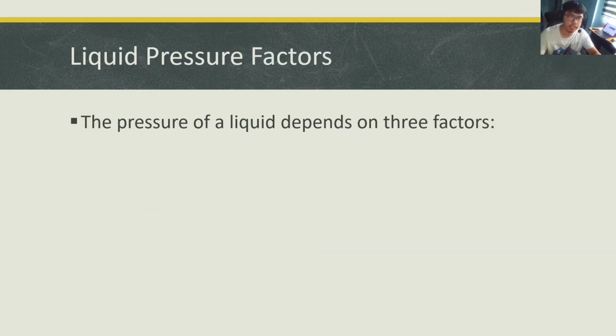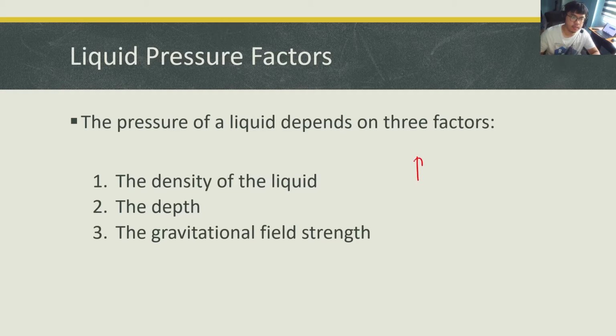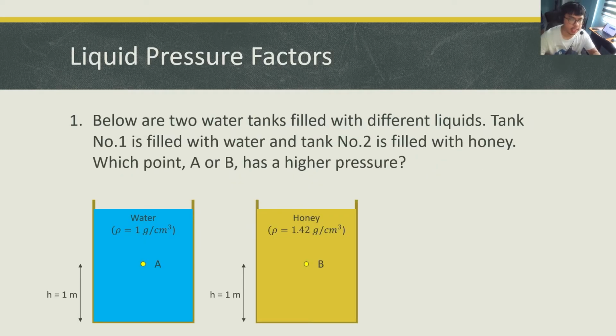Now, from the formula, you can tell that the pressure of liquid depends on 3 factors: the density, the depth, and also the gravitational field strength. So P is equal to rho GH. This is where these 3 factors come from. Now let's think about the density. So here you have 2 water tanks filled with different liquids. Tank number 1 is filled with water, and tank number 2 is filled with honey. At which point, A or B, has higher pressure?